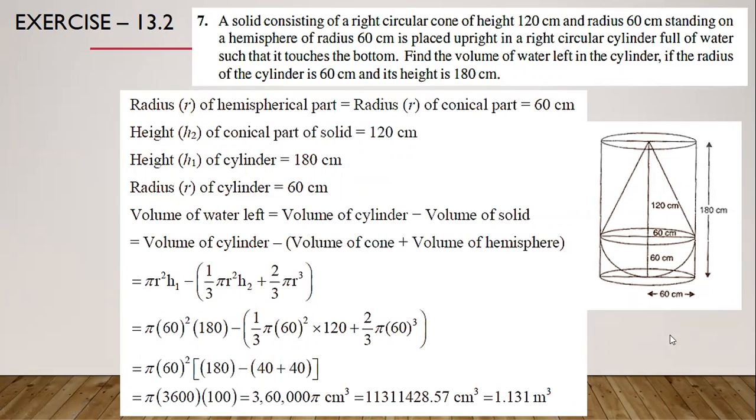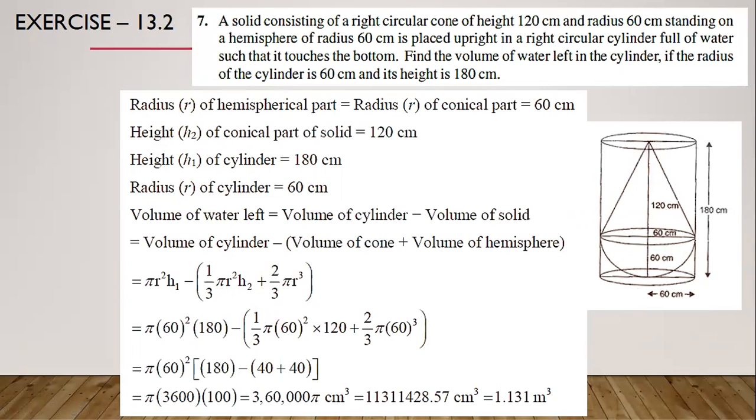We are having a solid. How is the solid looking like? There's a hemisphere base and a cone on the top. Now cone height is 120, radius is 60 and for hemisphere radius is 60. We know that hemisphere radius and height are the same. So height is also 60. Now this solid is put inside a cylinder full of water. Again, same water displacement type. So full of water. Now what is the height of the cylinder? 180, radius 60. 120 plus 60, 180. So cylinder and the whole solid are of the same height and same radius also.